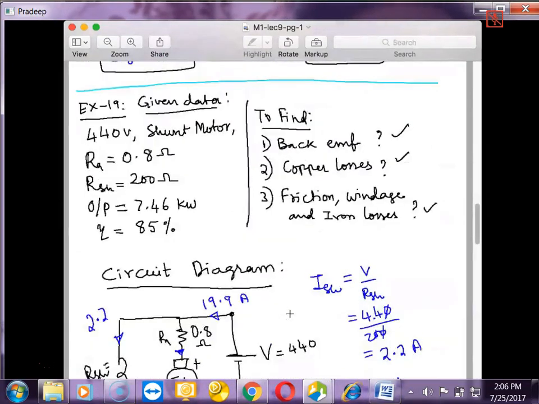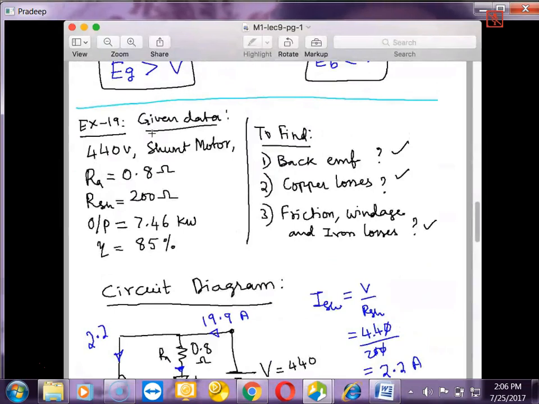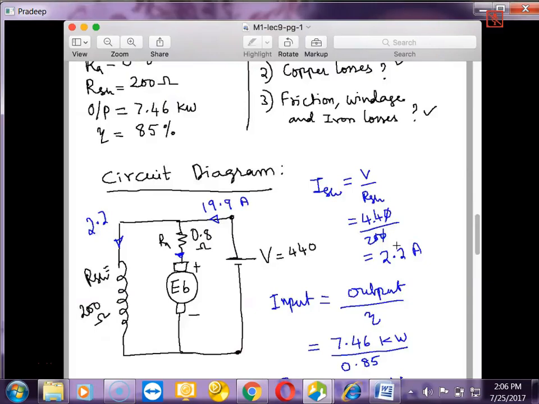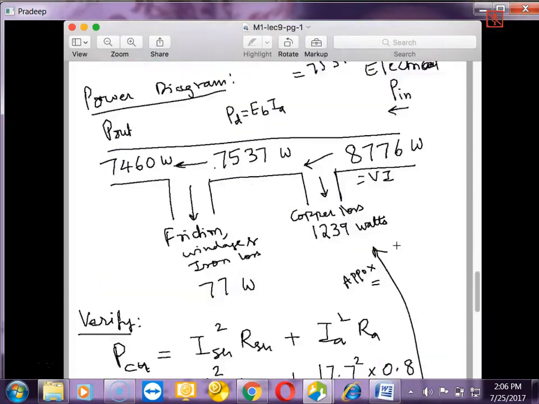So this is an example problem. The data of the machine is given and you're asked to find the back EMF, copper losses, friction and windage losses, and so on.